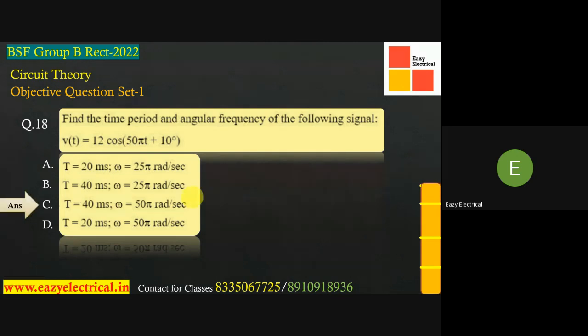See here, this is the correct option. So how to get to this point? Vt is equal to Vm cos of omega t plus alpha. Now this omega is nothing but given to be 50 pi, right? So 50 pi is the value of omega that we are getting.